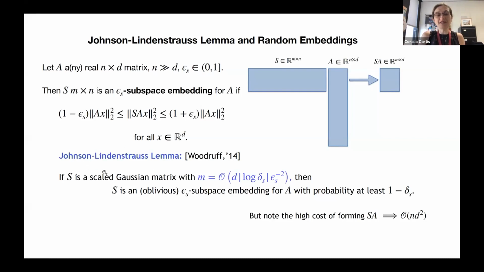What we have is the well-known Johnson-Lindenstrauss lemma that says that if S is a scaled Gaussian, where the size of S, the number of rows, is proportional to d, the small dimension, then S is a subspace embedding for A. So scaled Gaussian matrices provide a subspace embedding with probability 1 minus delta. And given that m here depends on log of delta, this is actually a high probability result. However, it's expensive to form S times A when S is Gaussian because it's dense.